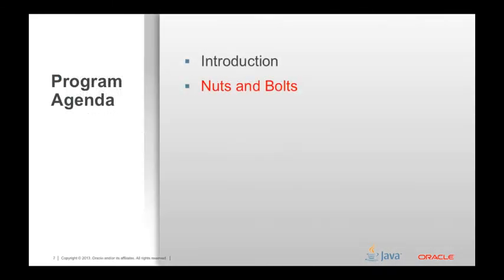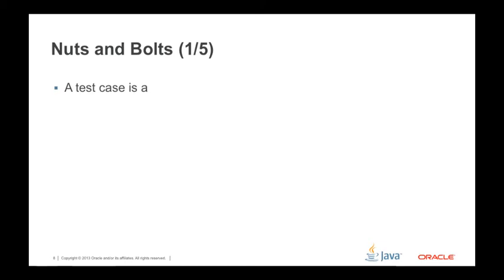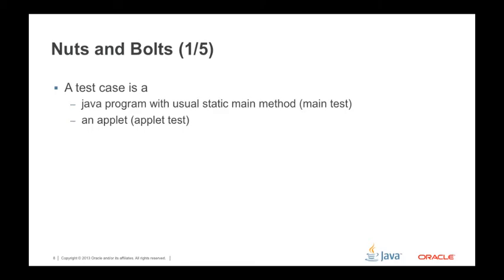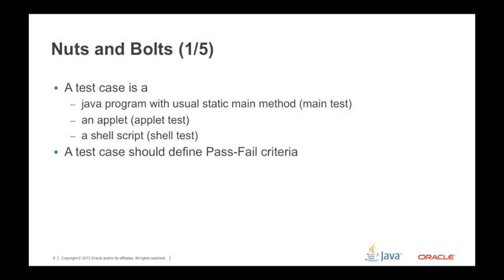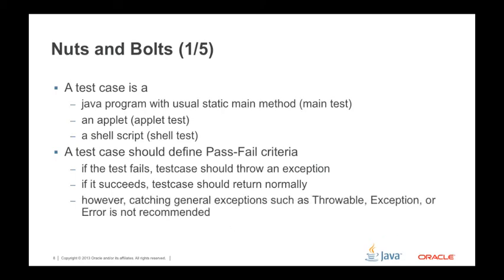Let me move over to the nuts and bolts of a JTREG test case. A JTREG test case is a simple Java program with the usual static main method, also called a main test. A test case can be an applet, also called an applet test, or it can be a shell script, also called a shell test. A simple rule for a JTREG test case is that the test case should define its own pass-fail criteria. If the test fails, the test case should throw an exception. If the test succeeds, the test case should return normally. However, catching general exceptions such as Throwable or Error is not recommended.